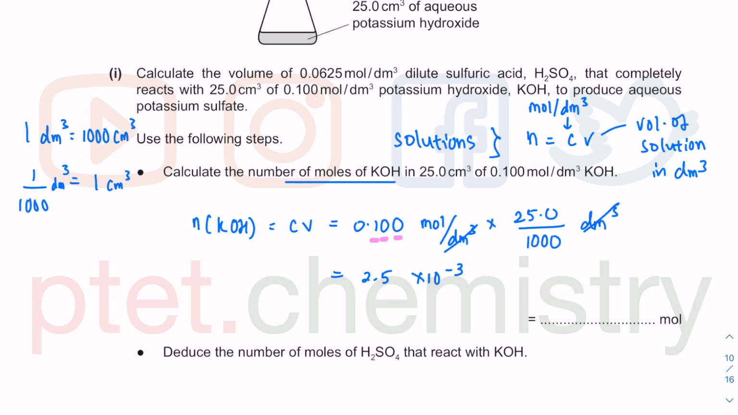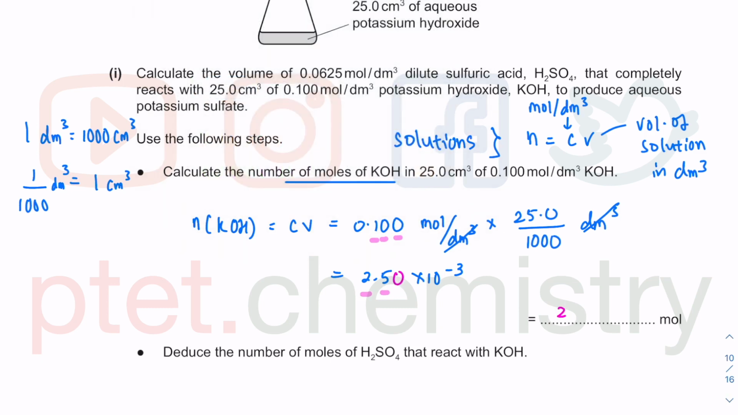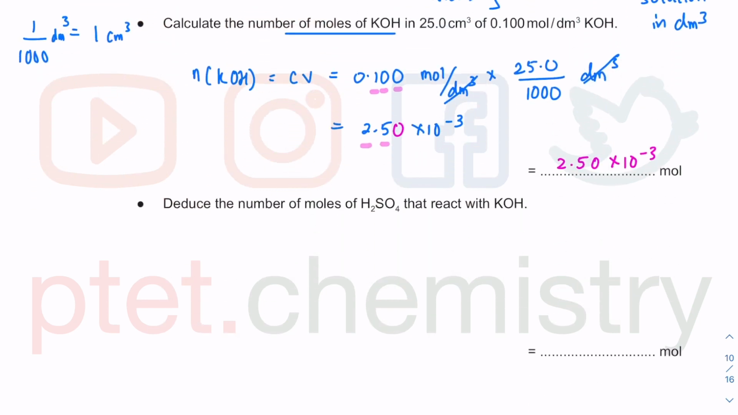The calculator only gave us 2 significant figures. I'm just going to add in an additional significant figure. I don't think you will get penalized if you don't, but it's just about being appropriate with the number of significant figures there. Now we have our sulfuric acid is to our KOH.